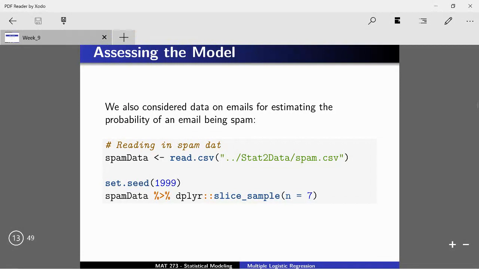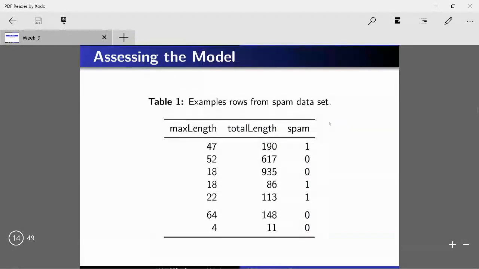But that's okay. We can also consider a different data set now that's on emails that are spam or not. I'm going to print 7 rows from this data set. I just used this code to randomly select 7 rows. We have 3 variables here, where the last column is spam, an indicator for the email being spam or not. That's going to be our binary response. And then we have two candidate predictors, max length and total length.